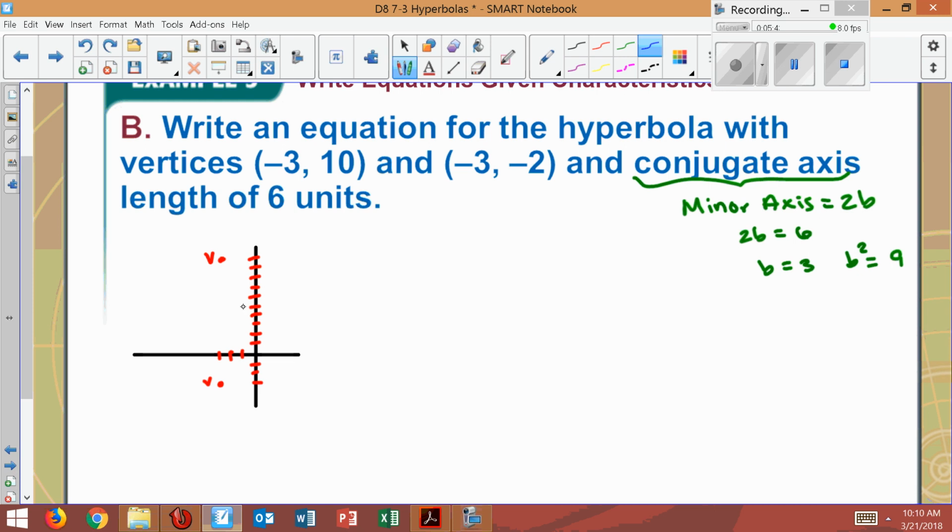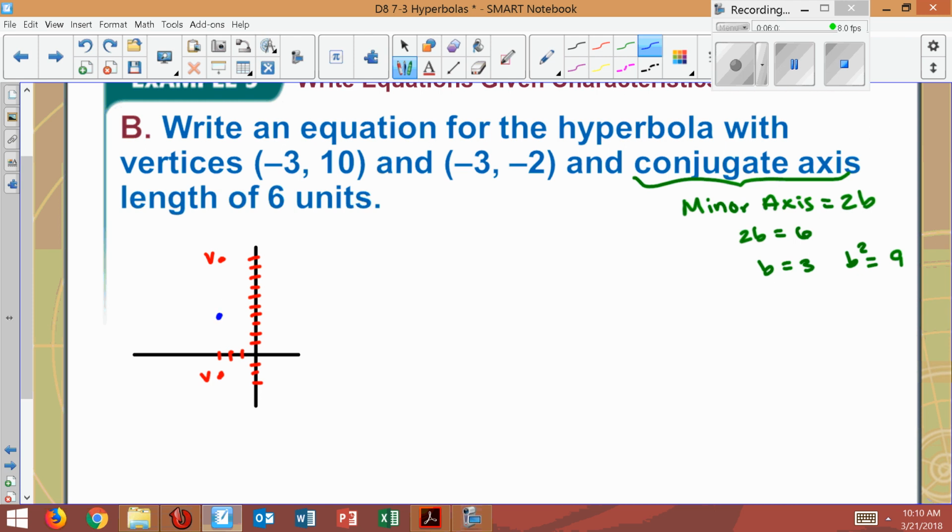Well, at this point, the vertices are my a value, and I can also find the center. This one was up 10, this one's down, no, it's supposed to be down 2. I put it down 3. I'm sorry. Let me fix that. Oh, can't fix it that way. Let's just plot it. There we go. They're 12 units apart, down 2 and up 10. So since they're 12 units apart, the center is 6 units away from each.